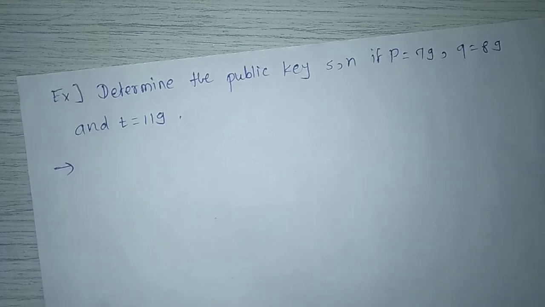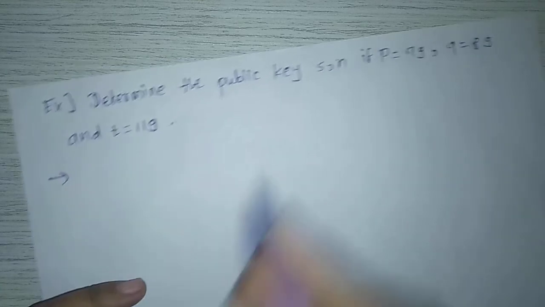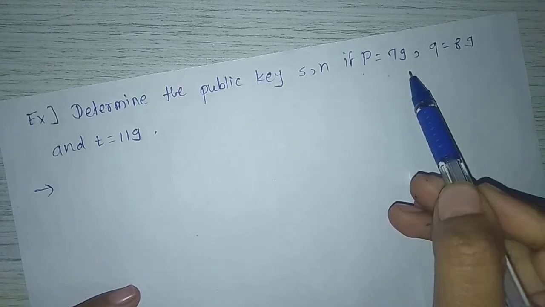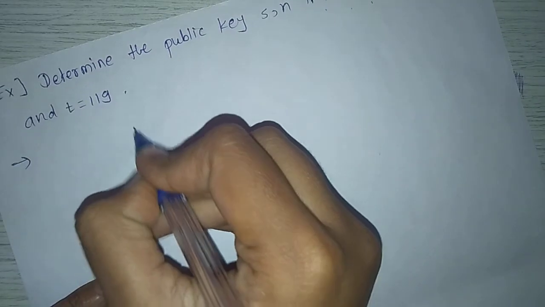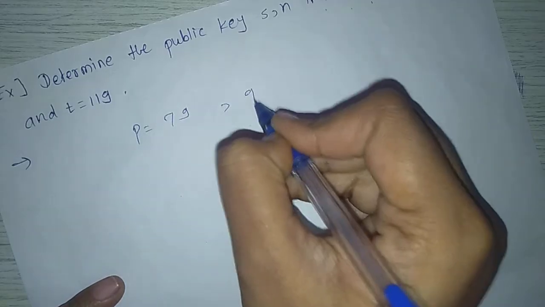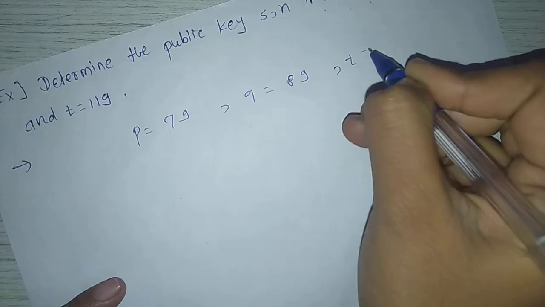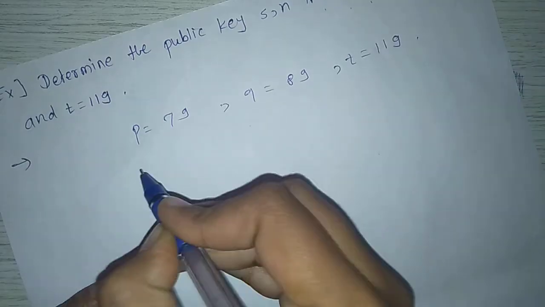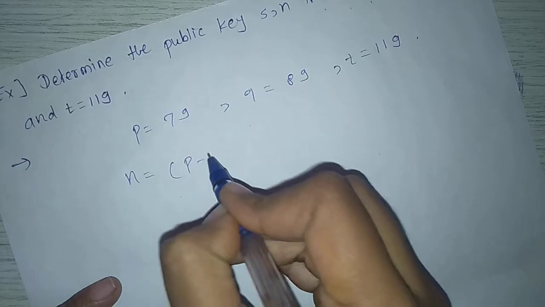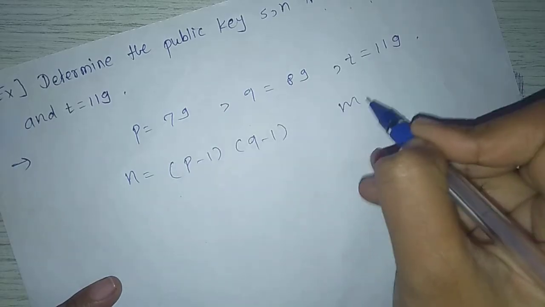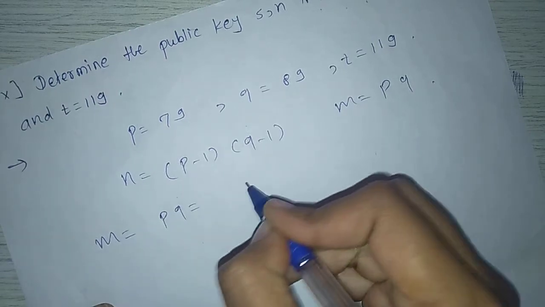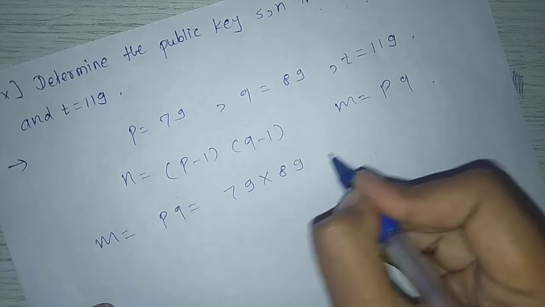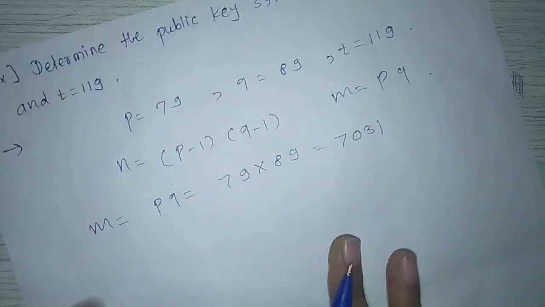Hello students. Next example. Determine the public key S, N if p equal to 79, q equal to 89 and t equal to 119. Given p equal to 79, q equal to 89 and t equal to 119. We have n equal to (p minus 1)(q minus 1) and m equal to p into q. So m equal to p into q is 79 into 89 equal to 7031.